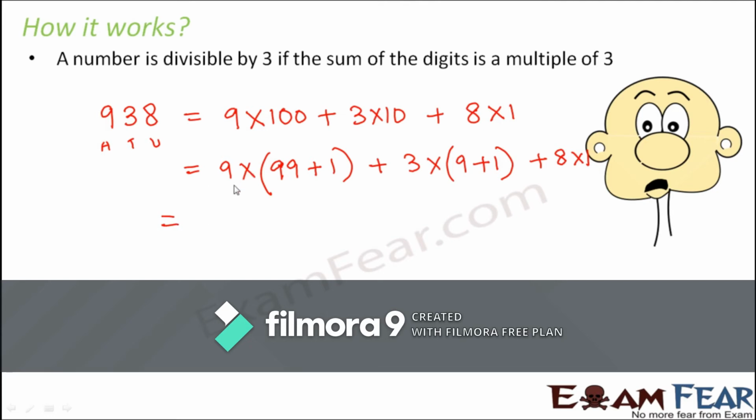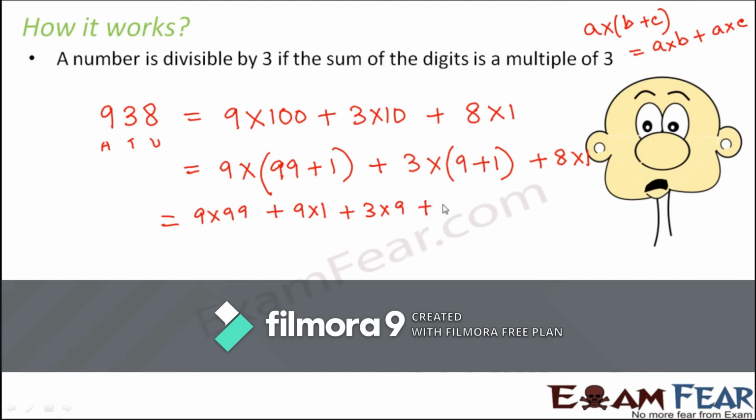Now as per the distributive law of whole numbers, you know that A into B plus C can always be written as A into B plus A into C. This is the distributive law of multiplication over addition. We have learned this law also in the previous chapter. So as per this law, we can write this is equal to 9 into 99 plus 9 into 1 plus 3 into 9 plus 3 into 1 plus 8 into 1. So now these are the terms that we have.